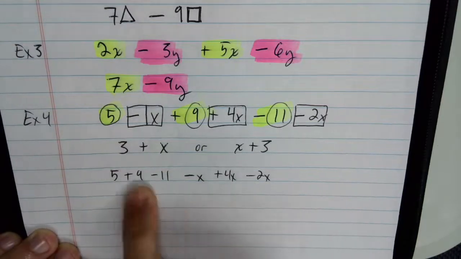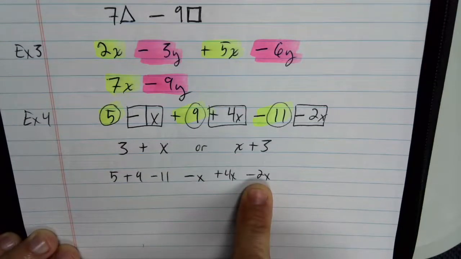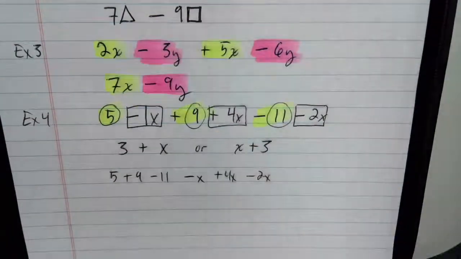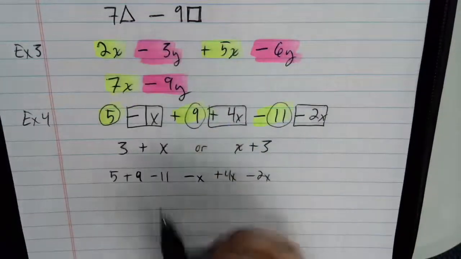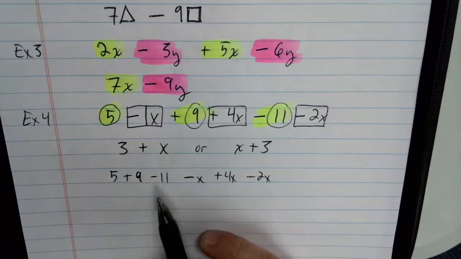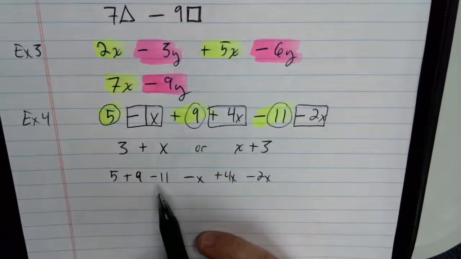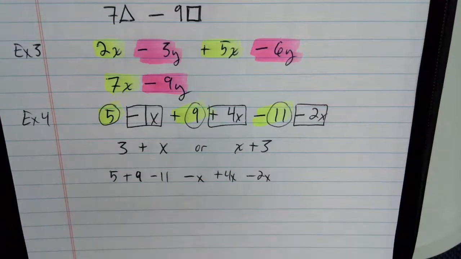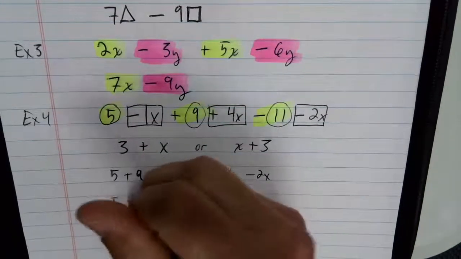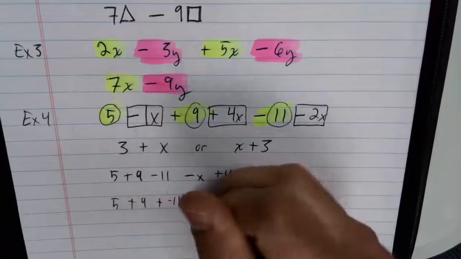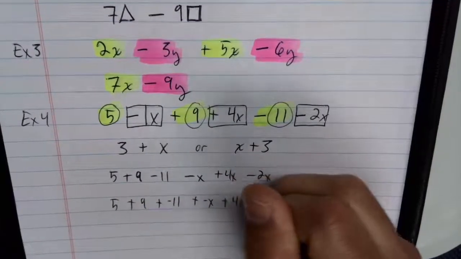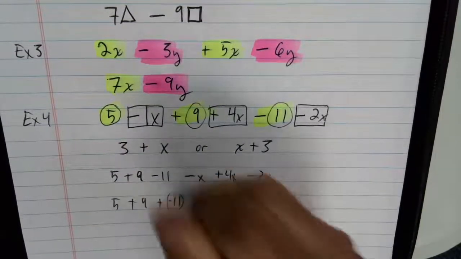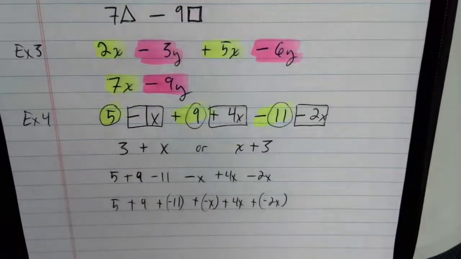Well, wait a second. I don't just see addition. You just moved the numbers around. It doesn't make any more sense. I'm not done yet. We're allowed to change the order as long as we maintain the signs that are there. That's the commutative property. But I'll take it one step further: 5 plus 9 plus negative 11 plus negative x plus 4x plus negative 2x. That makes it even harder. That doesn't make it easy. Well, let me get my point across, okay?